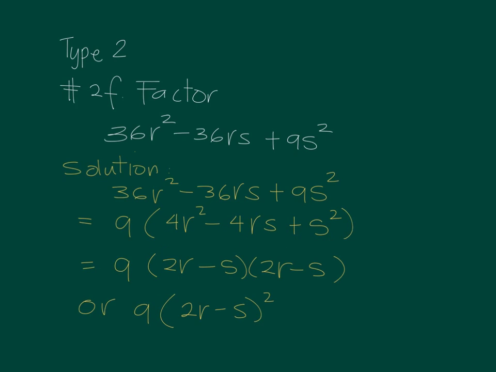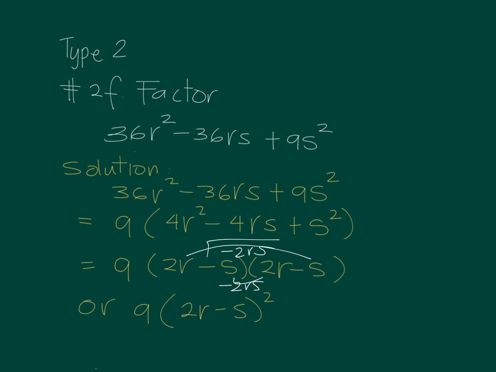So simply make a parenthesis and then try to determine the factors of 4r squared. So we have 2r and 2r, that will give you 4r squared. And then for the s squared, we have s times s. To know whether this combination is the right combination for the factors, we have to check the sum of the inner and the outer. The inner is negative 2rs. The outer is negative 2rs.